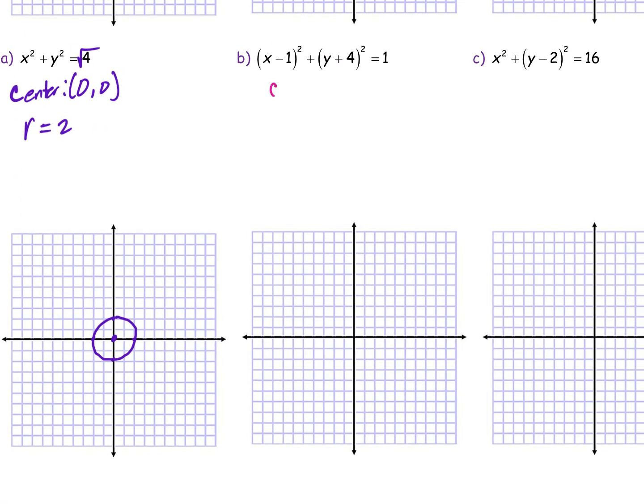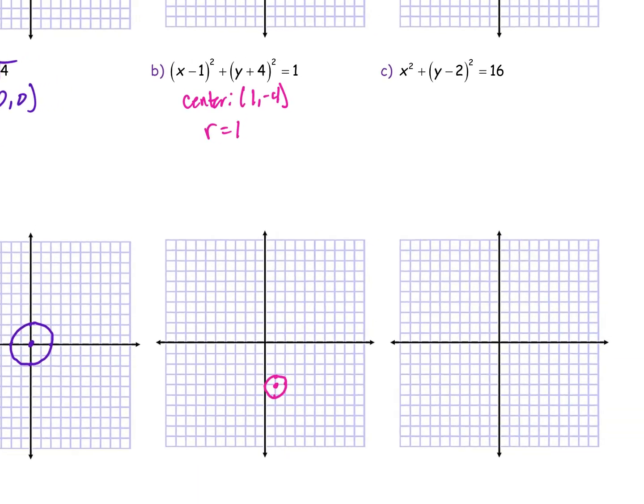Center of this one is 1, negative 4. And my radius is 1. So I'm at 1, negative 1, 2, 3, negative 4. And my radius is 1. So I have this little teeny circle here.